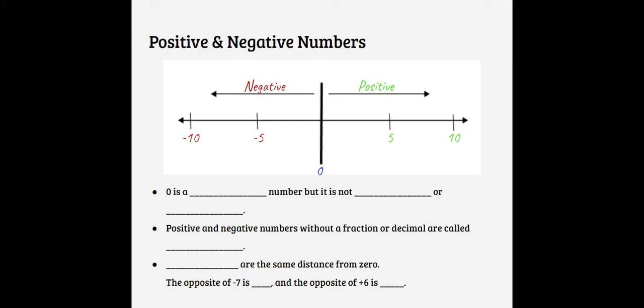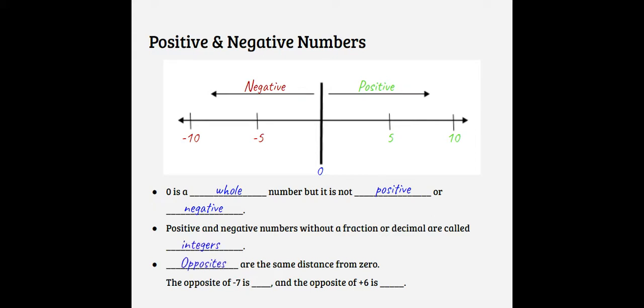We wrote the 0 in pencil because it is a whole number. It is not considered positive or negative, because negative numbers are below 0 and positive numbers are above 0. The positive and negative numbers and 0 without a fraction or without a decimal are called integers.